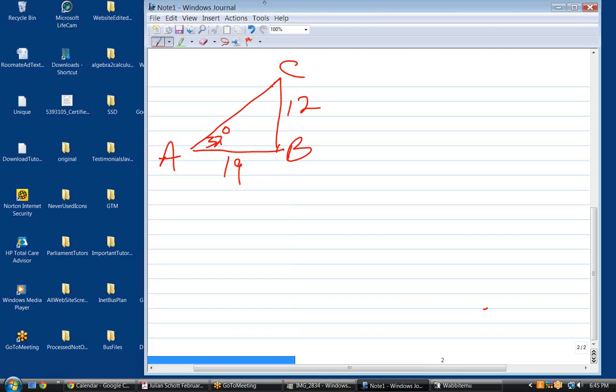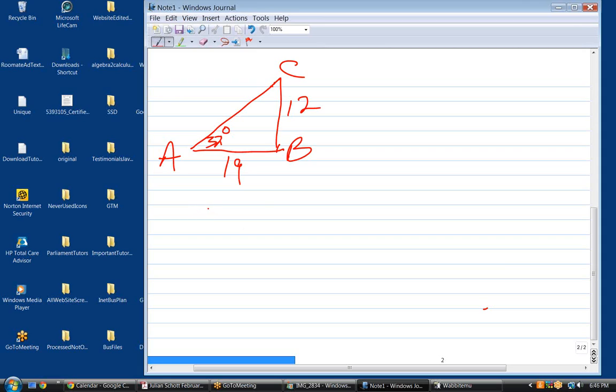Minimize that. Okay. What's the first thing we can solve for? The first thing we can solve for is angle C. Okay. So what do I want to write?